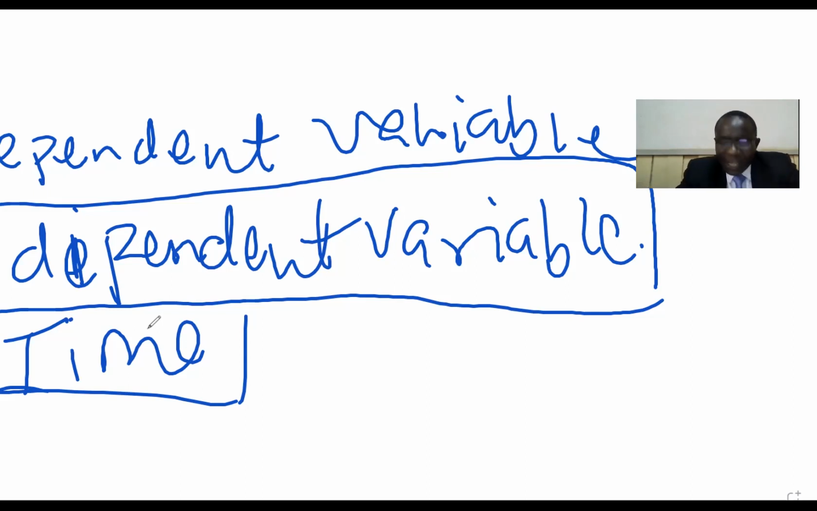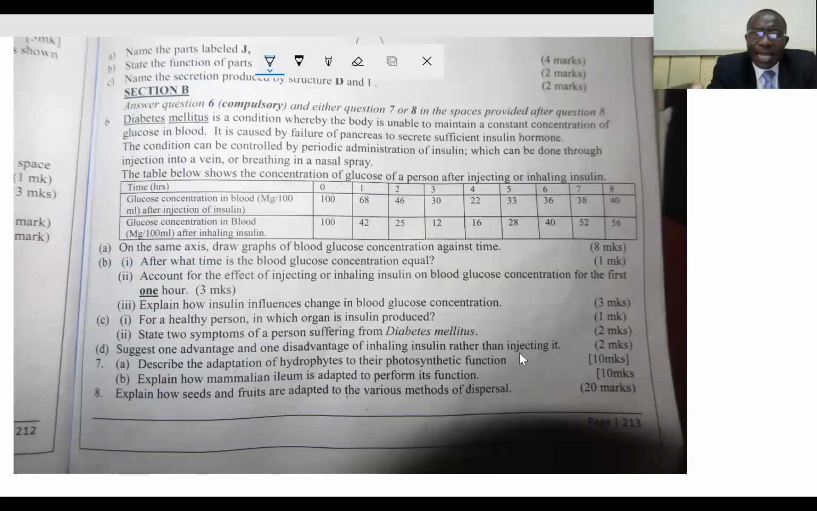Now, the dependent variable is the glucose concentration in the blood. And right from there, a candidate should now draw axes. Right from there, a candidate now has the capacity to draw the axes and even label them.